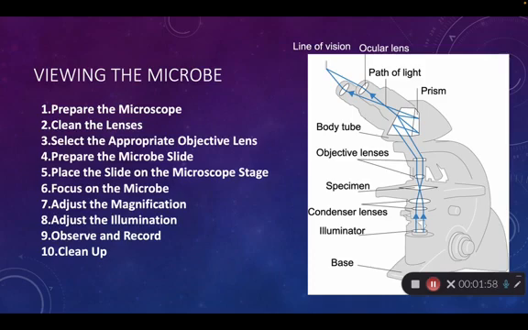We prepare by placing the microscope on a clean, flat surface. We plug it in or ensure that it has a power source. Turn on the microscope's light source if it has one. Next, we clean the lenses.